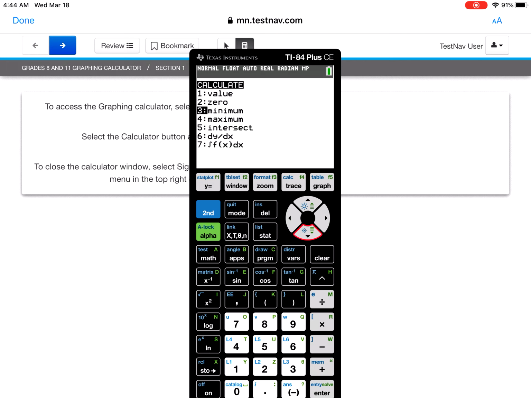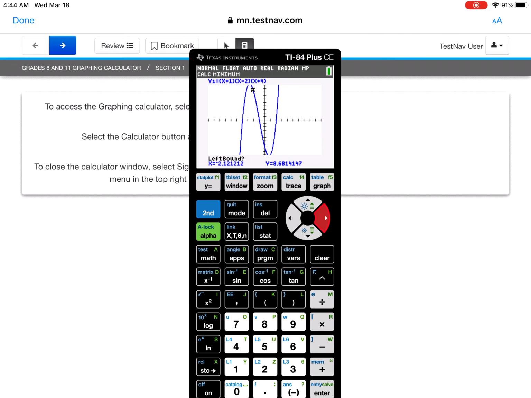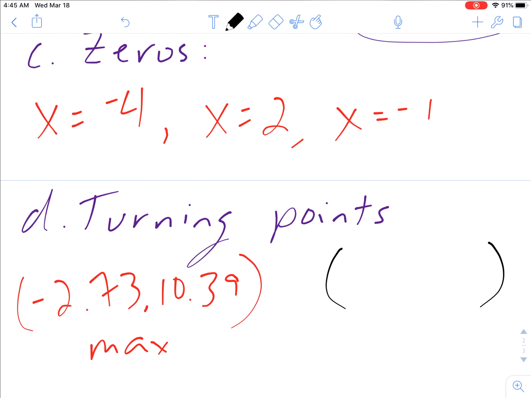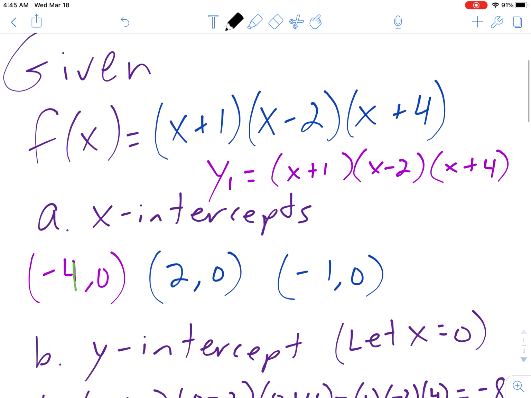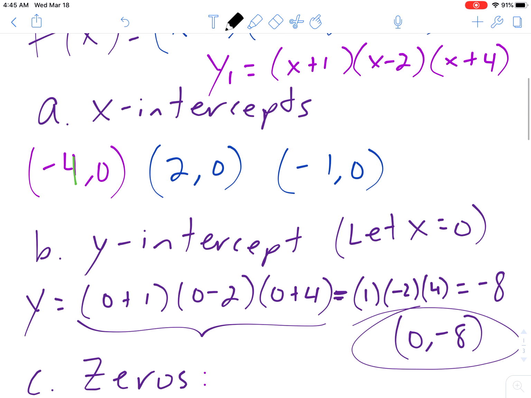Second trace, min. So the min is that point where it bottoms out down there in the fourth quadrant. So 0.73, negative 10.39. And that was a min. So we've got our two turning points. We've described the graph well enough. That's our complete answer.